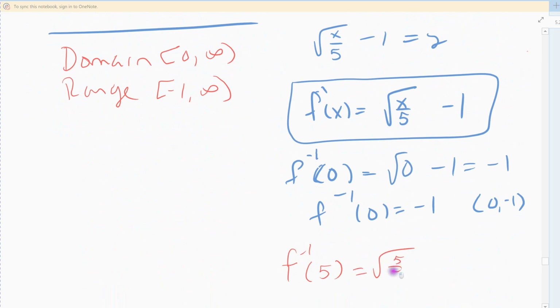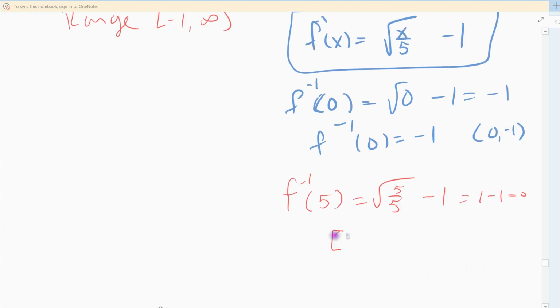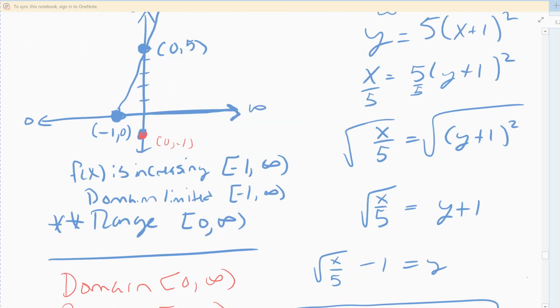So I get square root of 5 over 5 minus 1. Well, square root of 5 over 5 is 1. Minus 1 does give me out 0. So I do get 5, 0 as my point. So I'm going to graph 5, 0. So there's 5, 0, connect the dots, and there's my inverse.